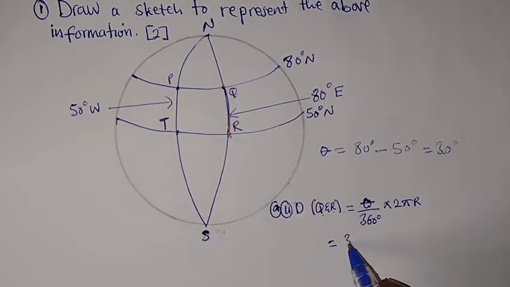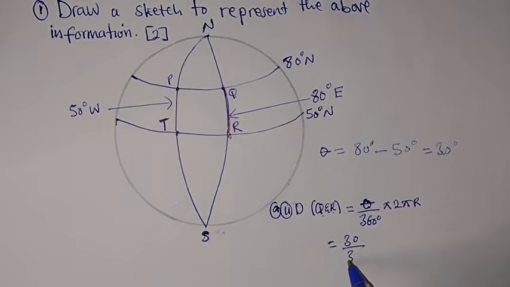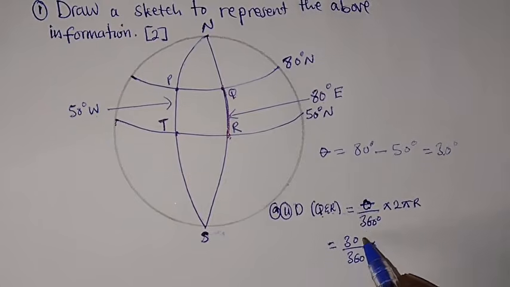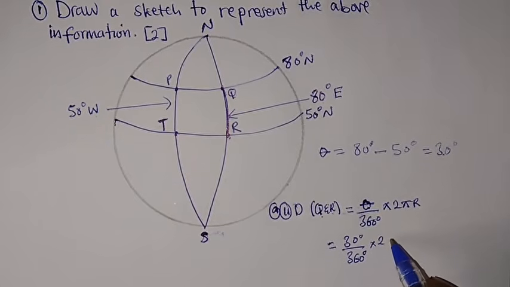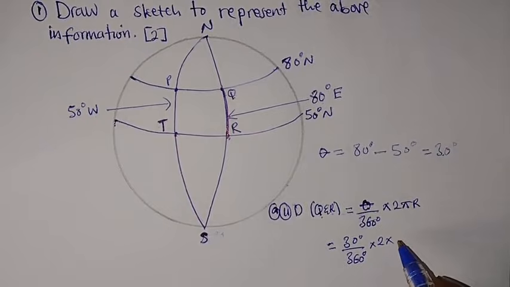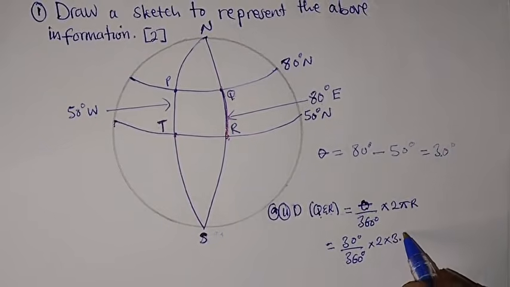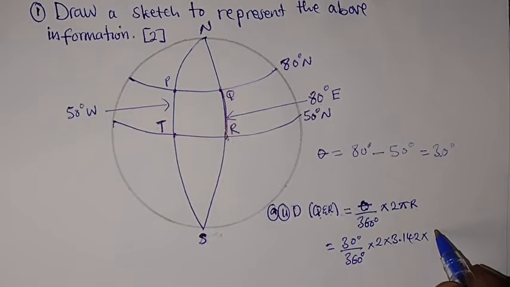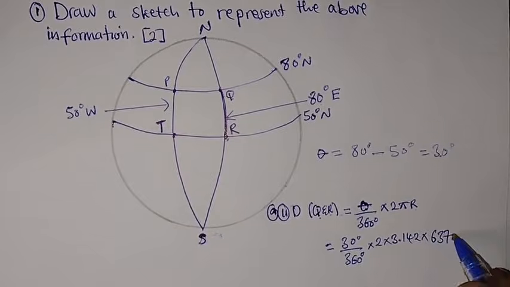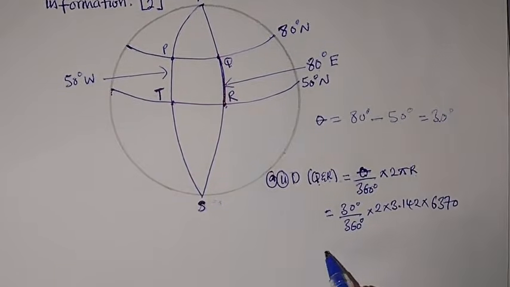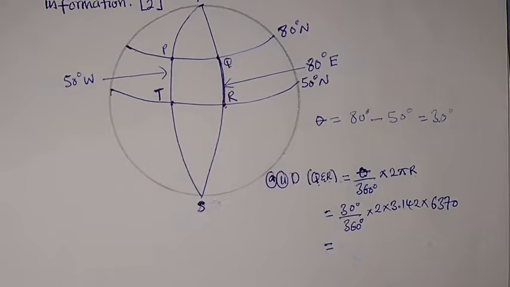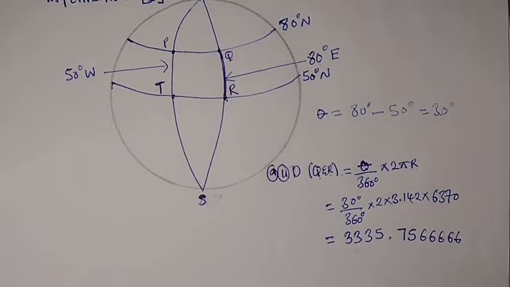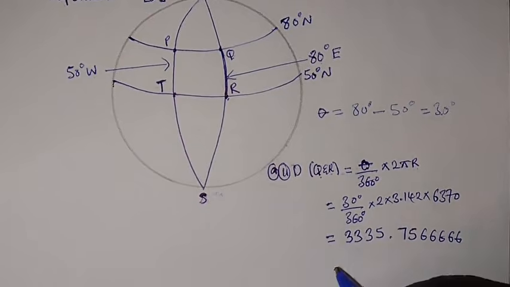So we put 30 divided by 360 degrees times 2 times the pi we have been given in the question, which is 3.142, times the radius of the earth you have been given, which is 370. So from here, just punch on your calculator and come up with the value. Right, so when you punch on your calculator, this is the value that you are going to get.